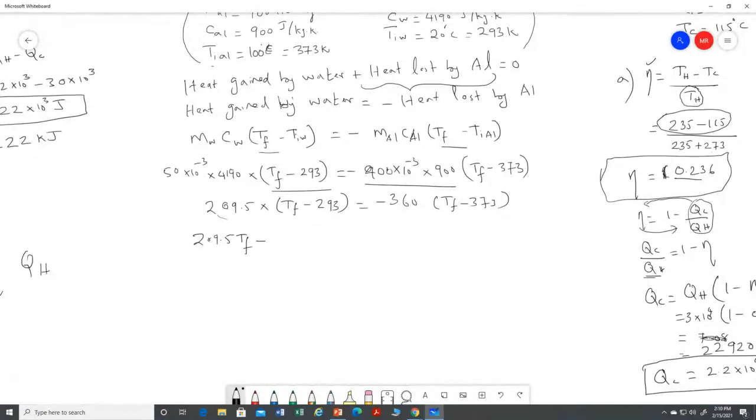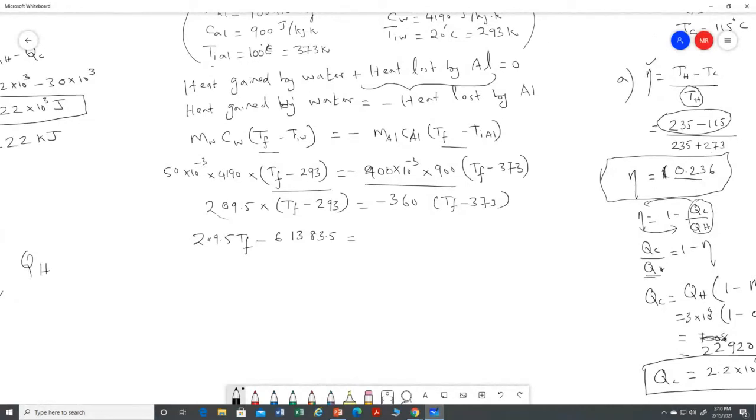And if you multiply this inside, what you will get? Minus of 209.5 multiplied by 293. I got 61383.5. Calculate properly. 209.5 multiplied by 293, I got this value. This is correct or not? Yes, that's correct.